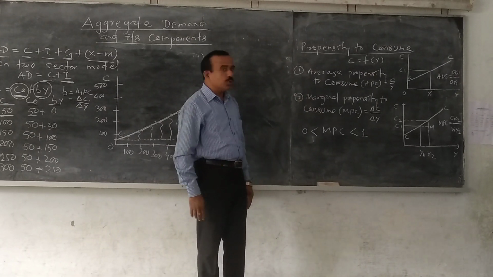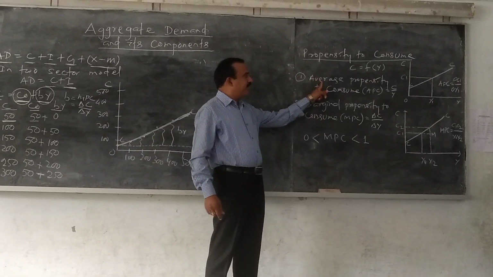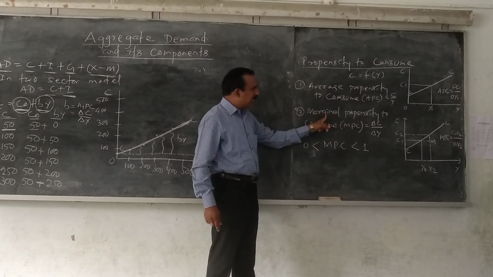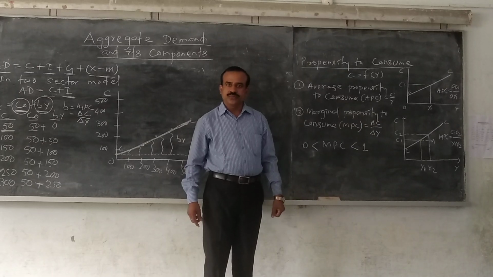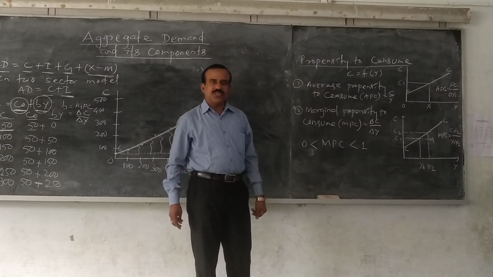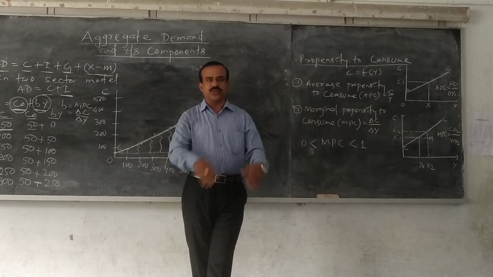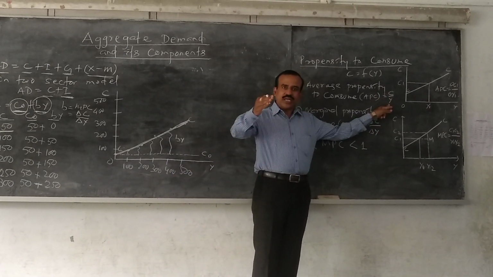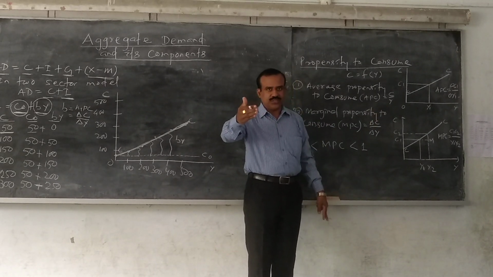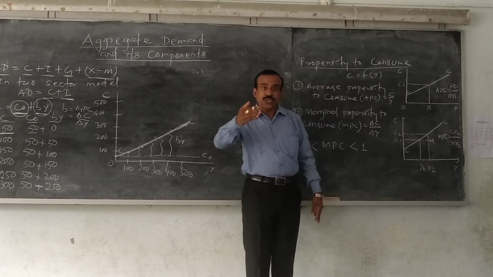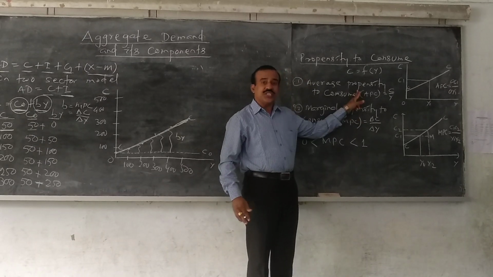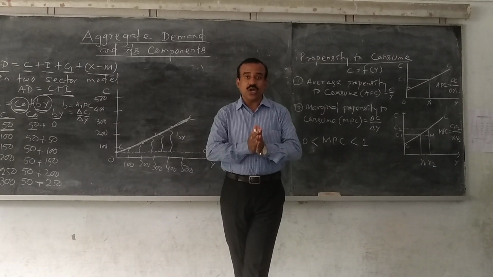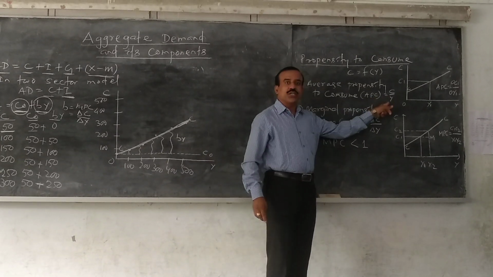Here we will be discussing two concepts. One is average propensity to consume, and second one is marginal propensity to consume. So what is average propensity to consume? It is the ratio between consumption and income. At a particular level of income, what is the consumption? The consumption income ratio is called APC. So APC shows the ratio of consumption and income.